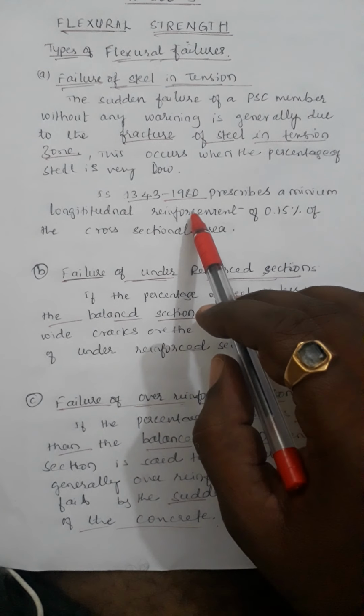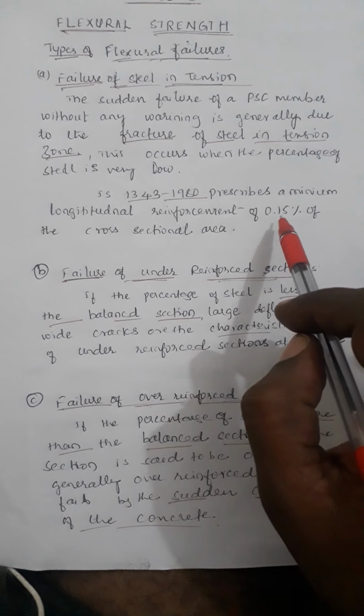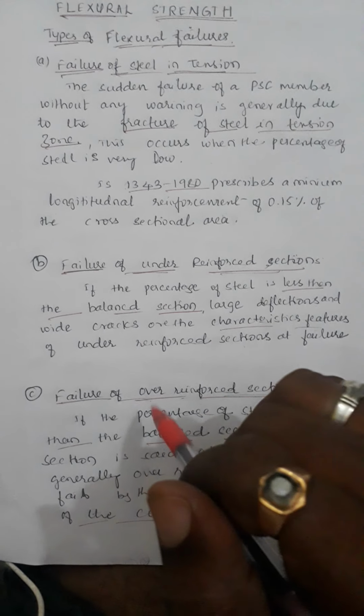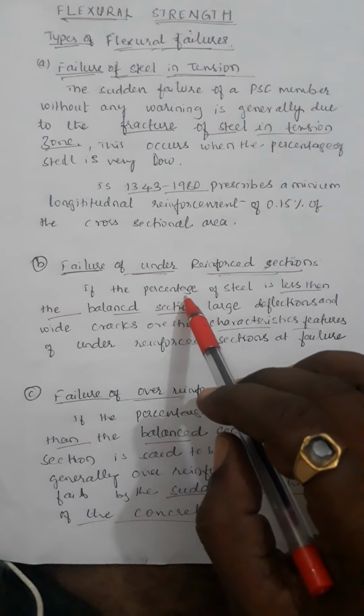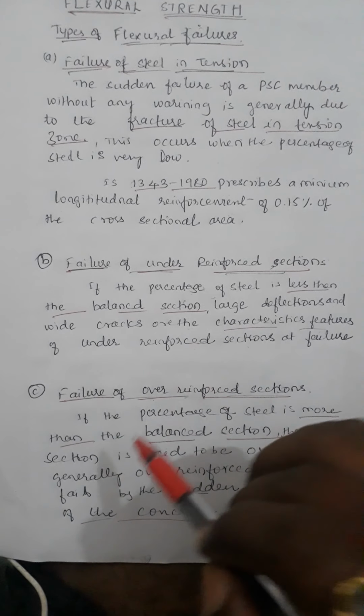Similarly, IS 1343:1980 prescribes a minimum longitudinal reinforcement of 0.15% of the cross-section area. Secondly, failure of under reinforced sections. This fails when the area of steel provided is less than that of the balanced section. If the percentage of steel is less than the balanced section, large deflection and wide cracks occur, and this type of failure is under reinforced failure.